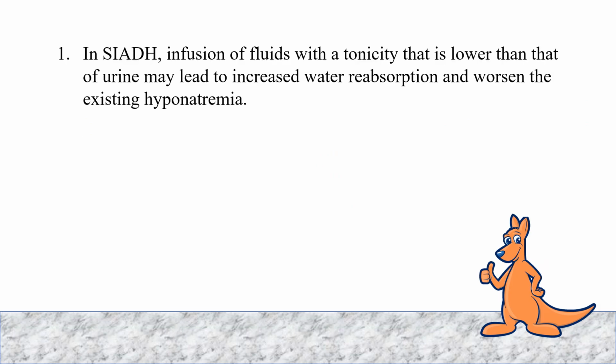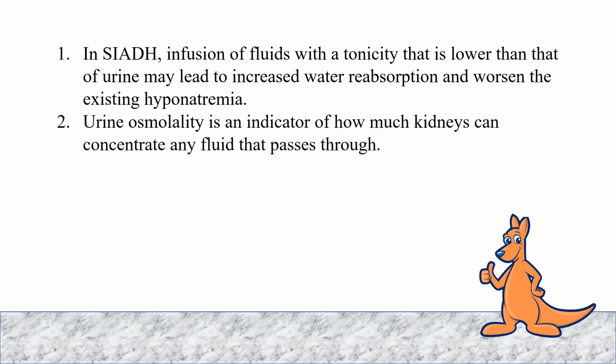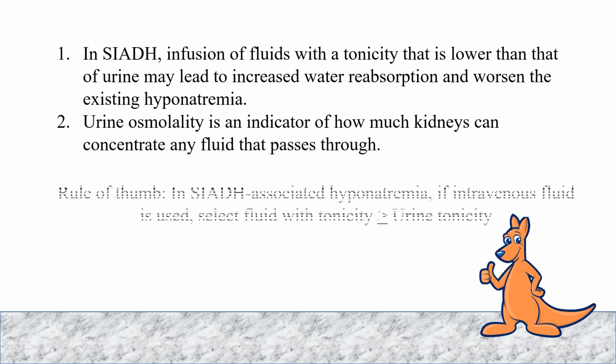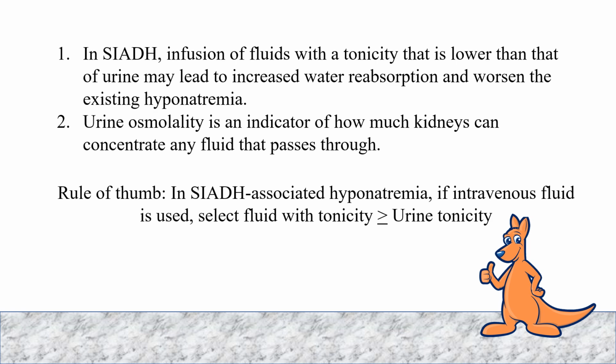In patients with SIADH, the use of any fluid with a tonicity that is lower than that of the urine may lead to increased water reabsorption and worsen the existing hyponatremia. This is because patients with SIADH have a great water resorptive capacity. The urine osmolality is an indicator of how much the kidneys can concentrate any fluid that passes through. The rule of thumb is to only give fluids with a higher tonicity than that of the urine if fluids are needed in a patient with hyponatremia due to SIADH.